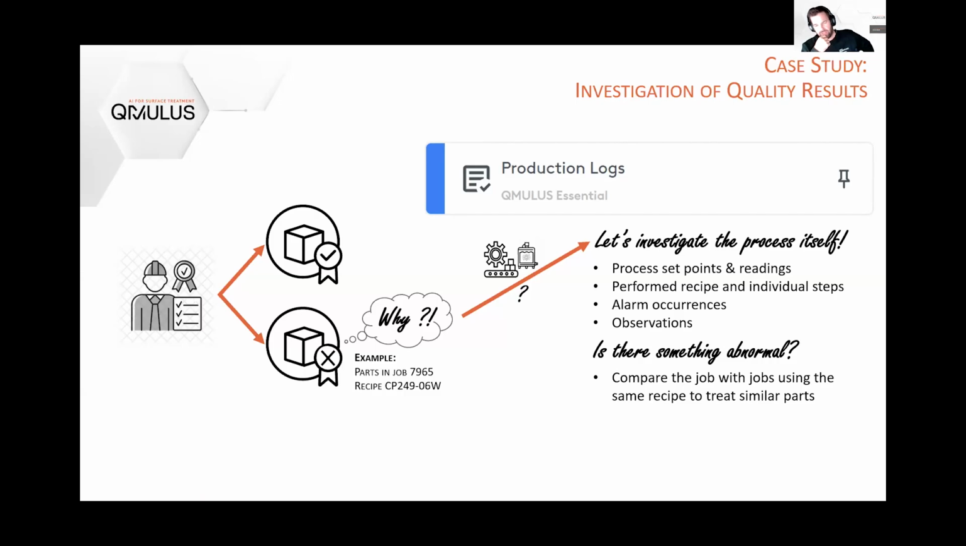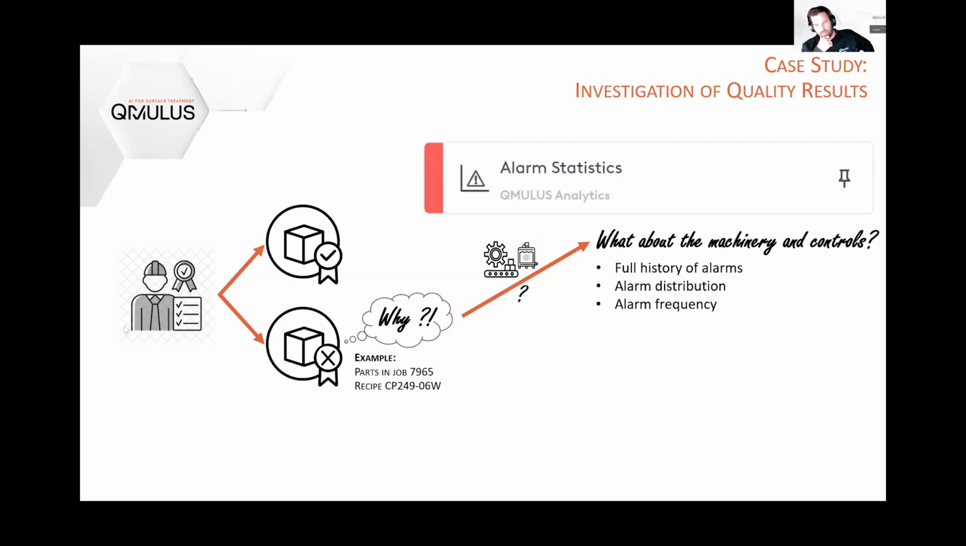What comes to my mind, no surprise, is what about the machine? Maybe you can just go for the next page, because there's also the option to investigate the machinery itself and the controls. Maybe there's something suspicious, and maybe the alarms are giving us an idea of what might be wrong. So maybe, Frank, we can just investigate the process and the machinery with the 2 applications, production logs and alarm statistics. Let me take over the screen.